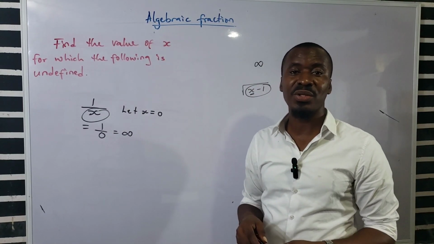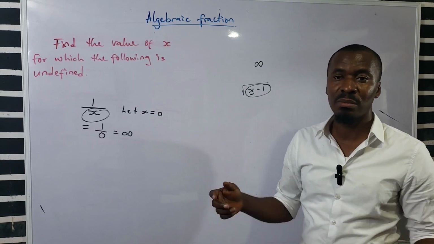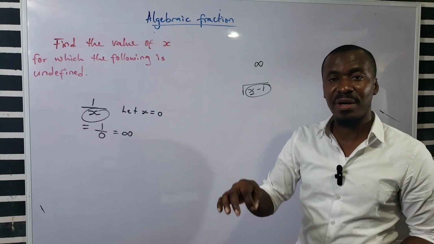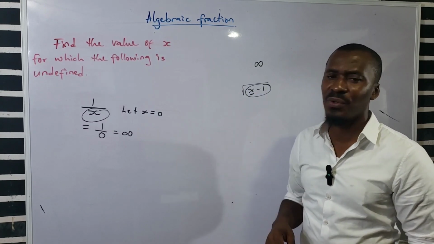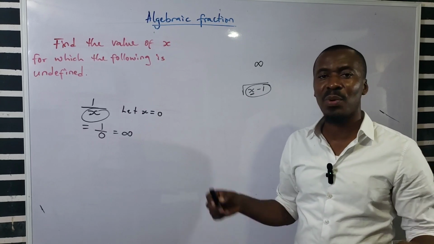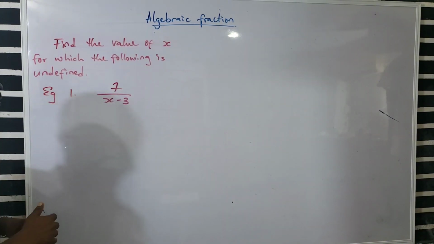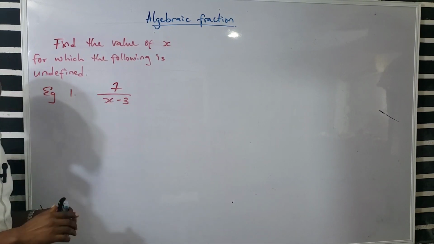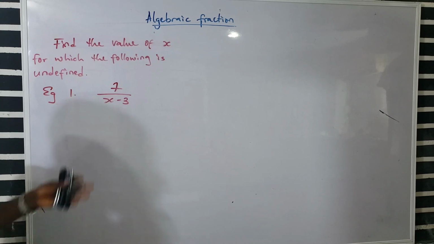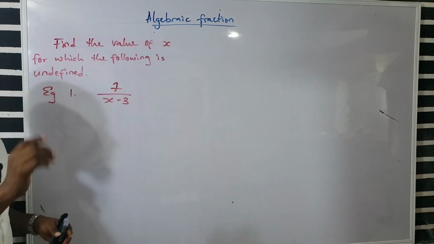When that denominator is equal to 0, find the value of that variable. That's the point that the fraction will not be defined. So let us solve a few examples on this, then wrap up the topic. Like I explained before, at what value of x will make this denominator equal to 0? That's the point that this expression will not be defined.